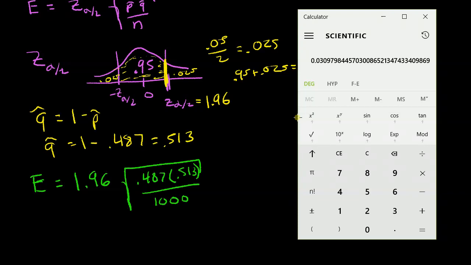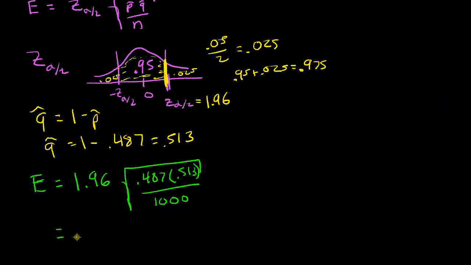0.03097. So we should round this to at least 4 decimal places. So I'm going to take 0.030, and the 9 rounds it up to a 1, so 0.0310. There you go. There's our margin of error. Now we're ready.